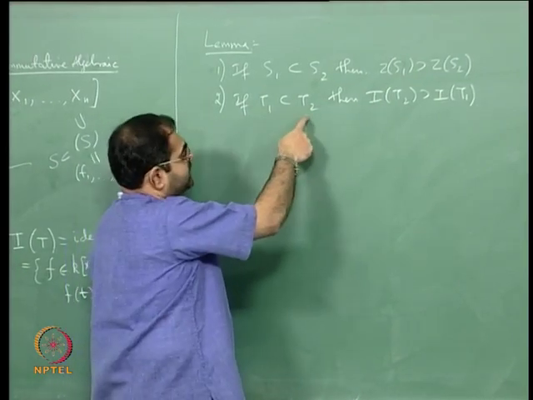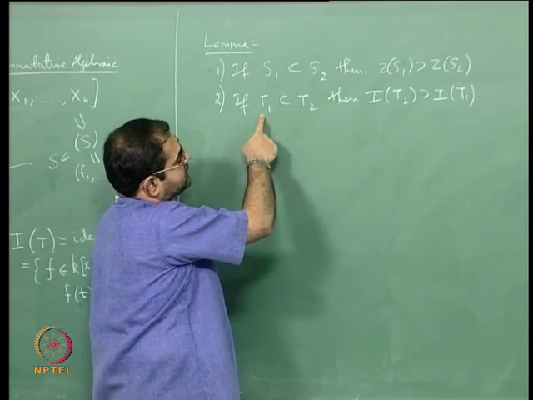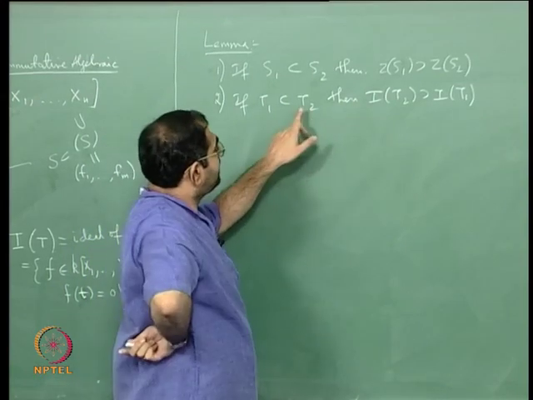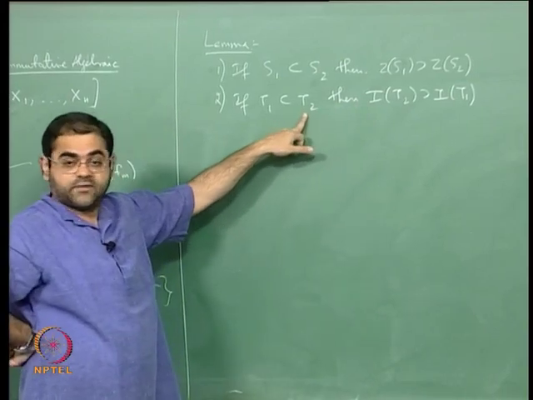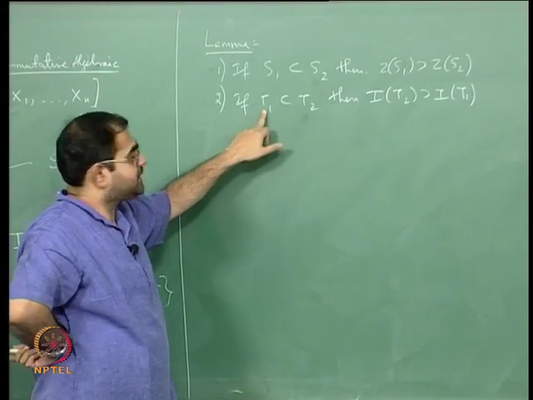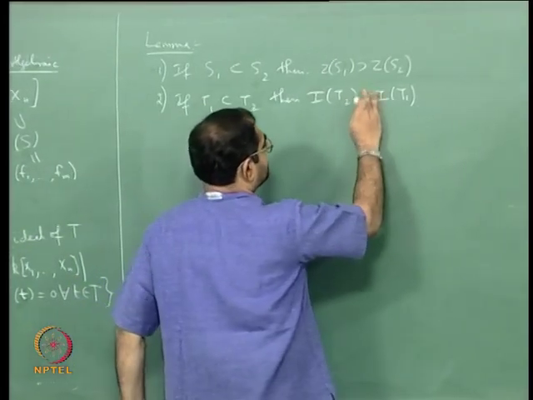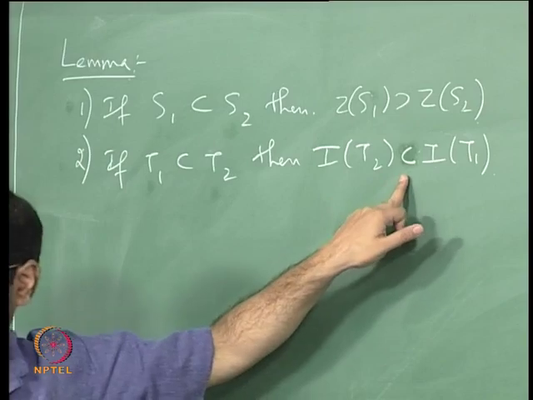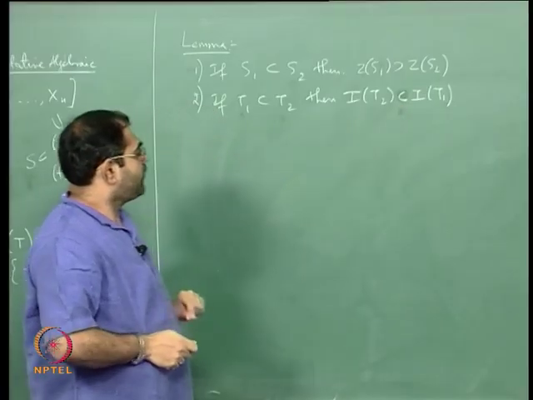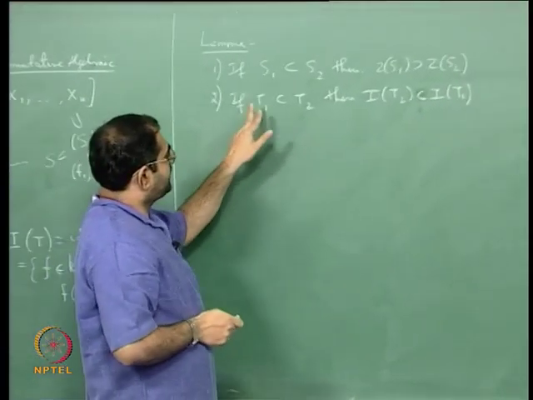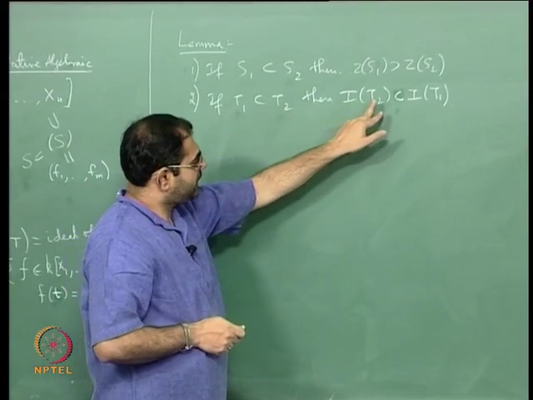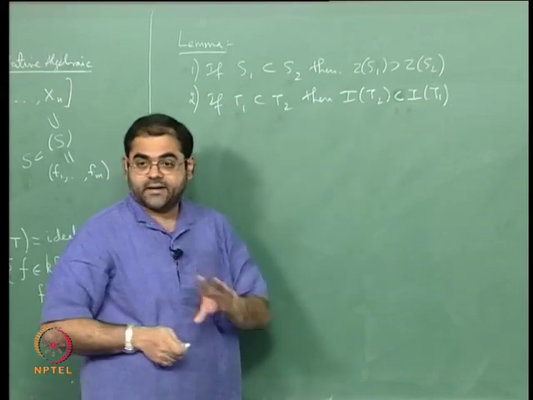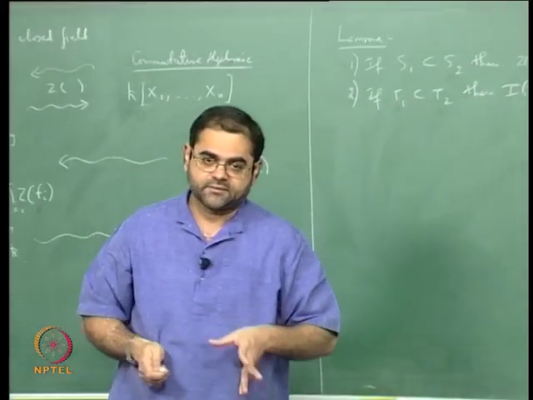And look at this: if T1 contains T2, then if you take a function which vanishes at every point of T2, then it will vanish at every point of T1. Therefore, probably this has to be the other way around. So probably that was a mistake you were pointing out. Yes. So if T1 is contained in T2, then the ideal of T2 is contained in the ideal of T1, because the way I first wrote it, it seems to be order preserving, which is not correct. Okay, fine.